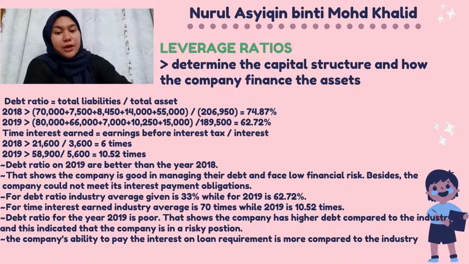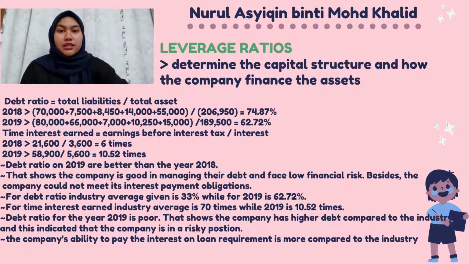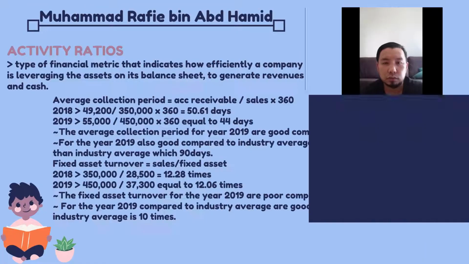So, the debt ratio for the year 2019 is poor. That shows the company has higher debt compared to the industry, and this indicates that the company is in a risky position. However, the company's ability to pay the interest on its loans is better compared to the industry.